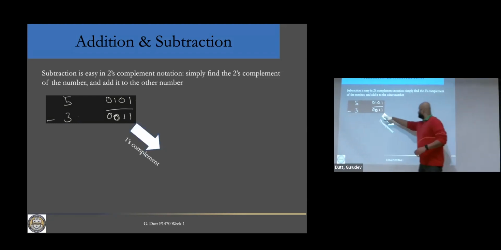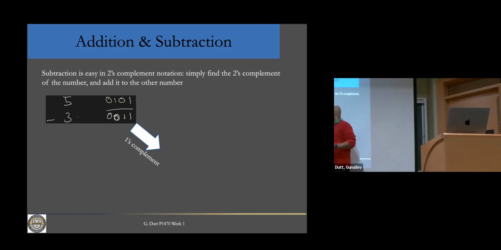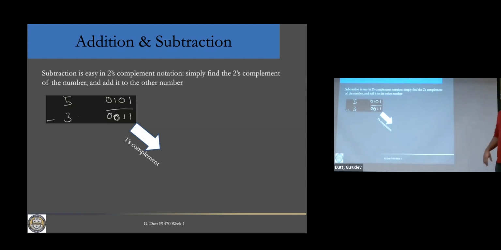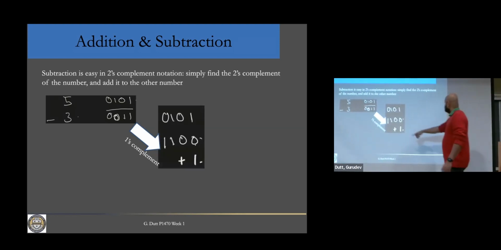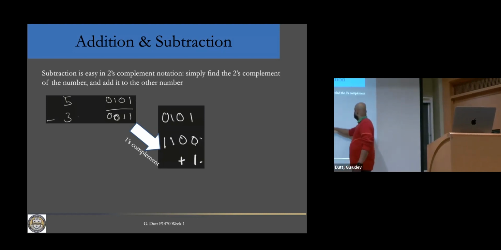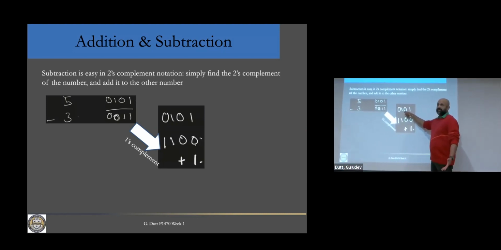So then, to subtract 3, I first find its 2's complement. The way to do that is to take the 1's complement. That is 1, 1, 0, 0, the 1's complement of 3. And that's 0, 1, 0, 1, which is just 5 (I've carried it over to this screen). Then I add 1, because finding the 2's complement is taking the 1's complement and adding 1.